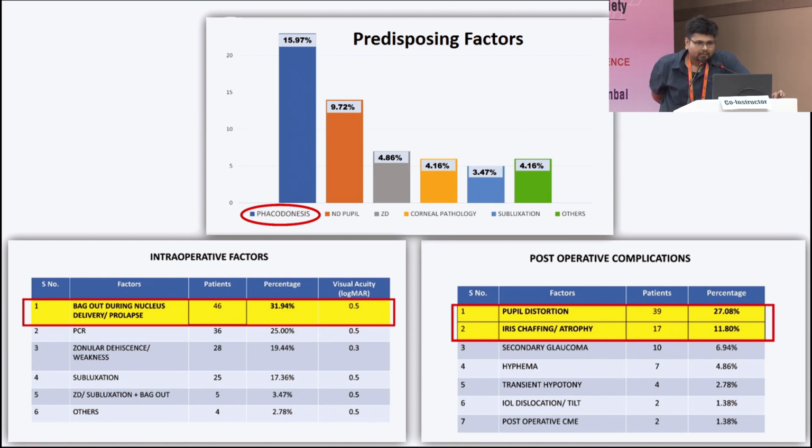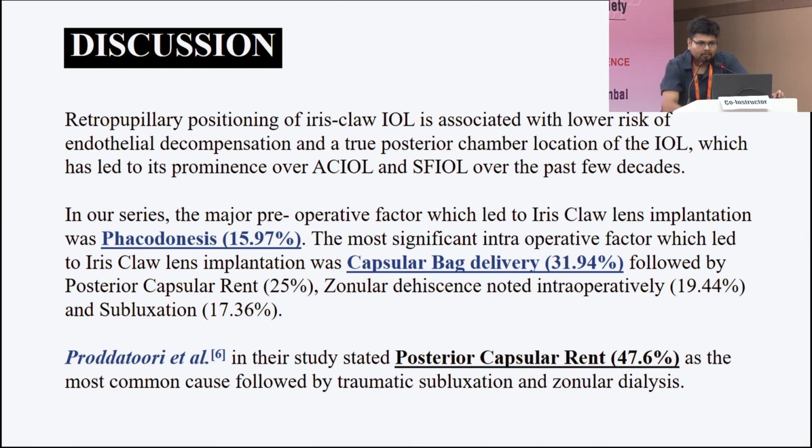As you can see in the chart, the most common predisposing factors were phacodonesis, non-dilating pupil, and zonular dialysis. The major intraoperative factors were bag prolapse and nucleus prolapse, and the postoperative complications were pupil distortion and iris chafing. Now the discussion: retropupillary positioning of the iris claw is associated with a low risk of endothelial decompensation in the true posterior chamber location of the IOL, which has led to its prominence over ACIOL and SFIOL over the past few decades. In our series, the major preoperative factor leading to iris claw implantation was phacodonesis, while the most significant intraoperative factor was capsular bag delivery during the surgery.